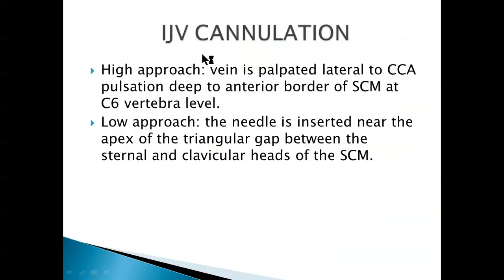Then cannulation of the internal jugular vein. Internal jugular vein cannulation can be done through two approaches: high approach and low approach. In the high approach, the vein can be palpated lateral to the common carotid artery at the level of the C6 vertebra, whereas in the low approach, sorry, this is your internal jugular vein, it can be felt between the two heads of your sternocleidomastoid muscle.